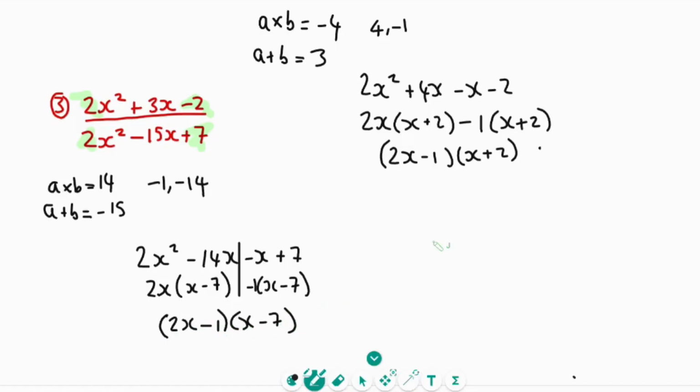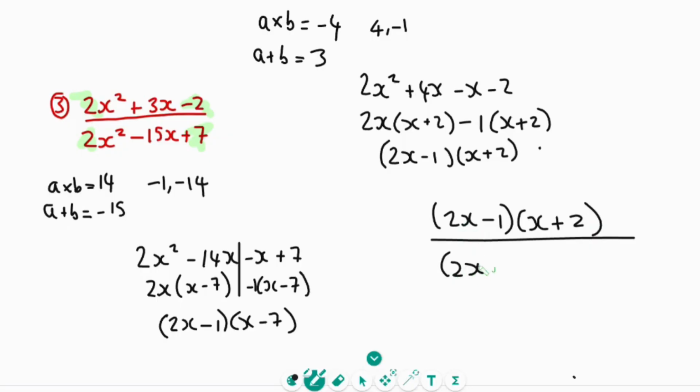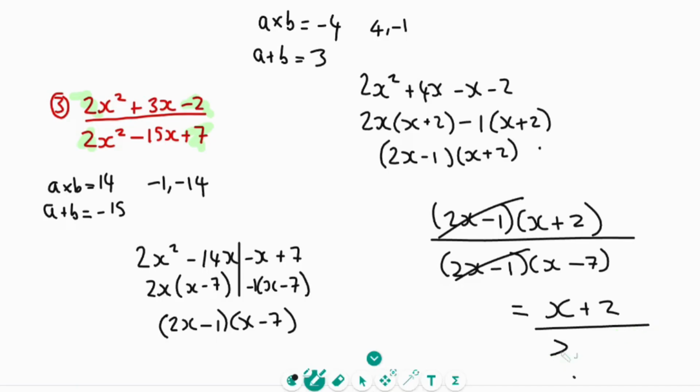Right, now finally we factorise them. The numerator is 2x minus 1, x plus 2, and in the denominator 2x minus 1, x minus 7. We get some cancelling out here. Final answer, x plus 2 over x minus 7.